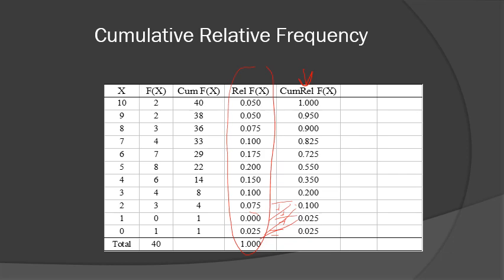And just like with cumulative frequency, for cumulative relative frequency, you could just take the relative frequency at that point and add it to the cumulative at the one below. So at this point, we've got 0.150. You can add it to the 0.200 and you get the 0.350. All the way at the top, you take the 0.050, add it to the 0.950, and you get 1.